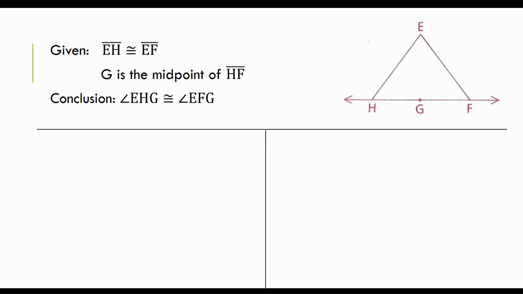Let's take a look at another proof. Once again, sketch the picture. We're going to be marking it up. Here we go. I'm going to write down my first given, that the segment EH is congruent to the segment EF, and I'm going to mark it in my picture. I can't expand on that any further, so I'm going to move on to the next given, that G is the midpoint of the segment HF.